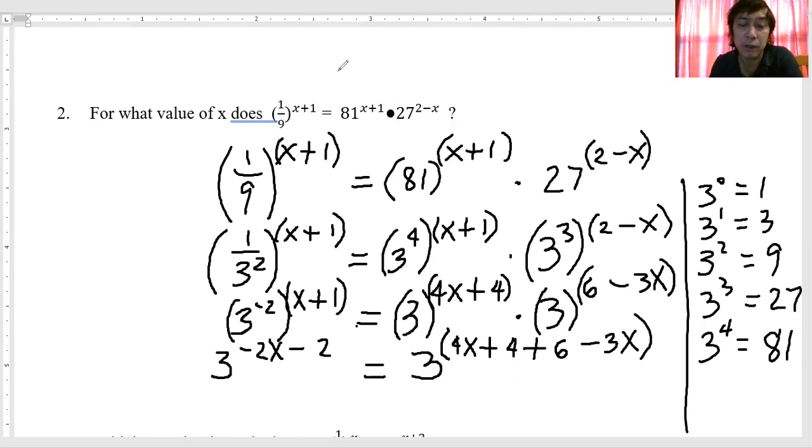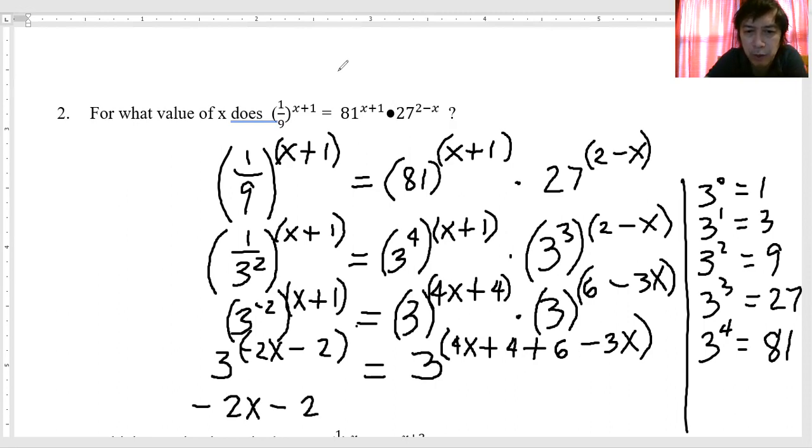Now we have the left side and the right side with just a common base. We now have a common base 3. We now have our working equation. Our working equation is now negative 2x. We can now drop the bases 3, negative 2x minus 2.